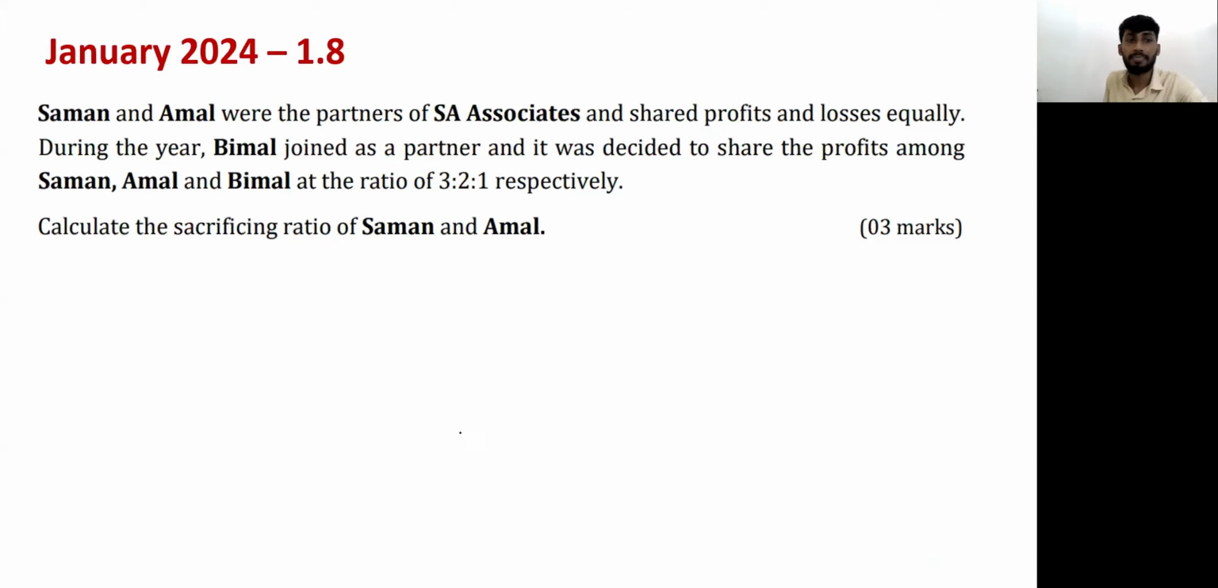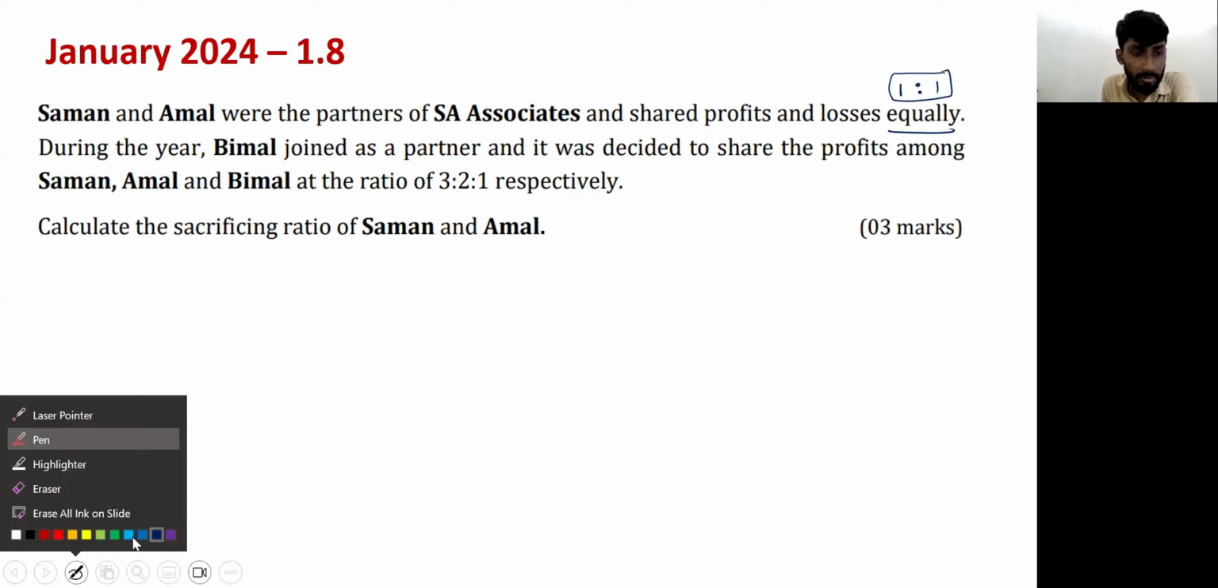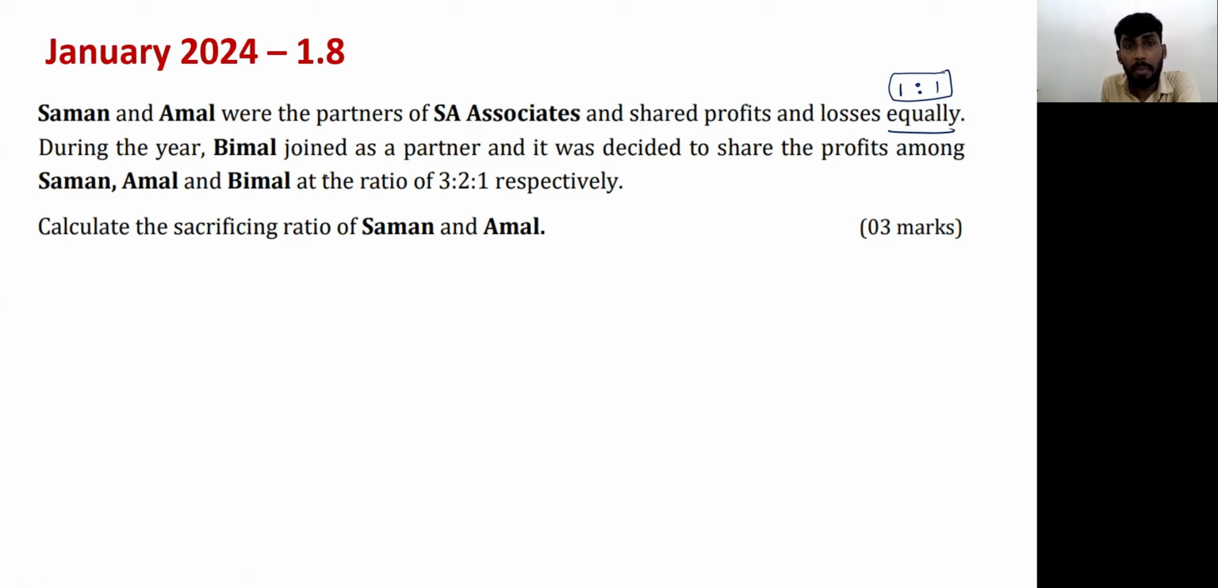Let's read. Saman and Amal were the partners of SA Associates and shared profits and losses equally. Equally means 1 to 1. During the year, Bimal joined as a partner and it was decided to share the profits among Saman, Amal and Bimal at a 3-to-1 ratio. Calculate the sacrificing ratio of Saman and Amal.